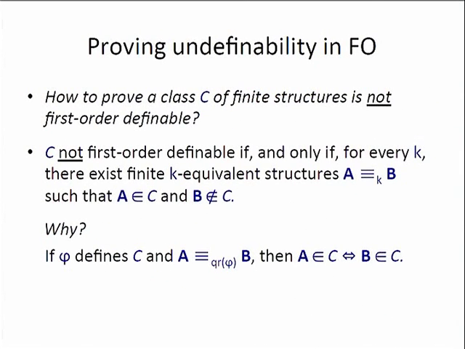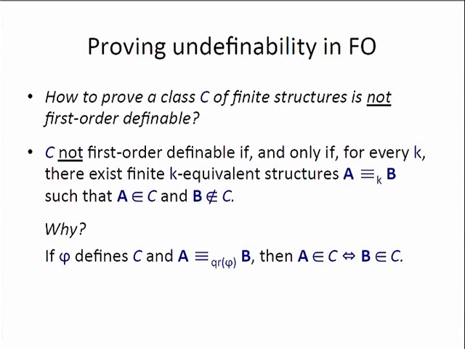K-equivalence also gives us a way of proving that a class of finite structures is not first-order definable. Just an observation: if we have a class of finite structures C, then to show that it's not first-order definable, it's necessary and sufficient to show that for every k, there exists a pair of finite k-equivalent structures A and B, such that A belongs to the class C and B does not belong to the class C. So this is a very useful, necessary and sufficient condition for showing that some class is not first-order definable.